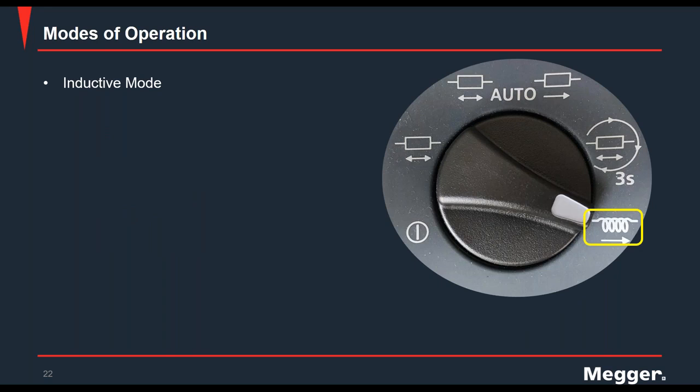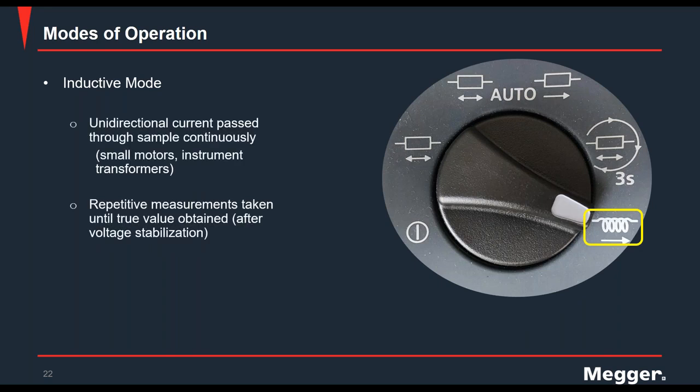The next mode is the inductive mode. In the inductive mode, a unidirectional current is passed through the sample continuously. Now, this can be looked at for small motors or small instrument transformers. And because of the inductive nature of loads such as small motors and small instrument transformers, it's important that the voltage that's generated after the current is injected has to stabilize. After the voltage has stabilized, repetitive measurements are taken until a true accurate value is obtained.